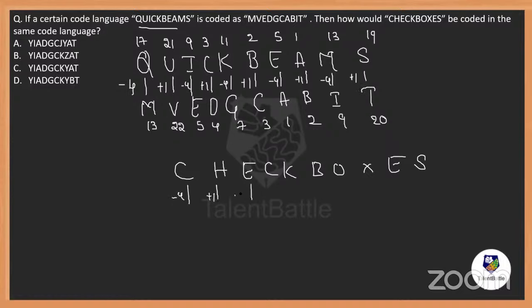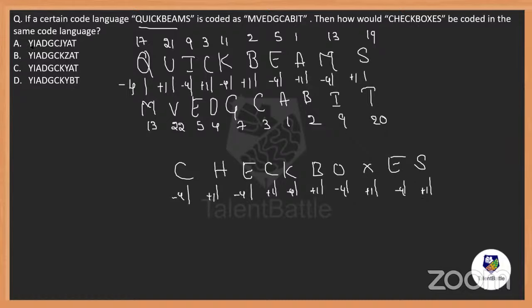So now I will apply the same here. -4 plus 1, so it should be the same. -4 plus 1, -4 plus 1. Correct. Yes, Archana. -4 plus 1, -4 plus 1, -4 plus 1. The logic should be like this. Now look at your options once.